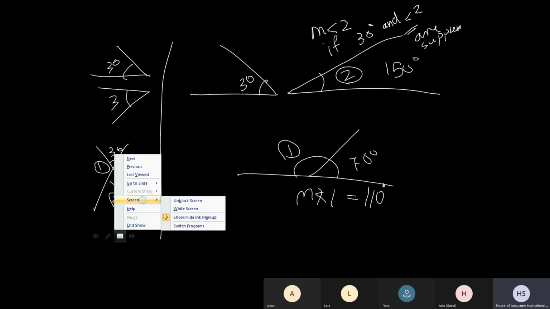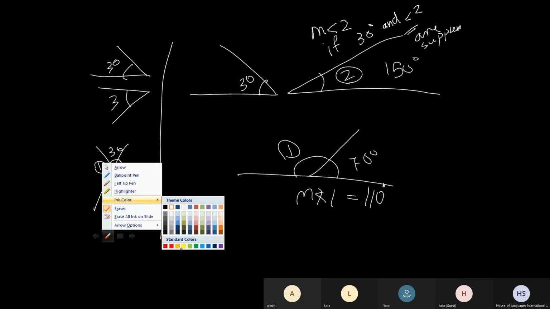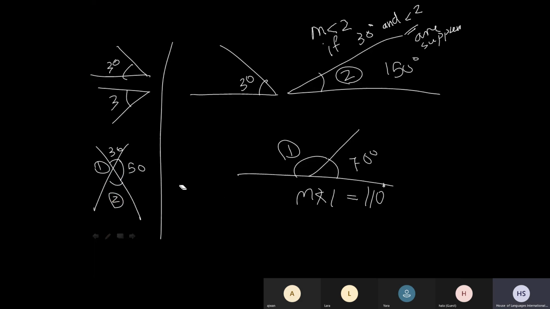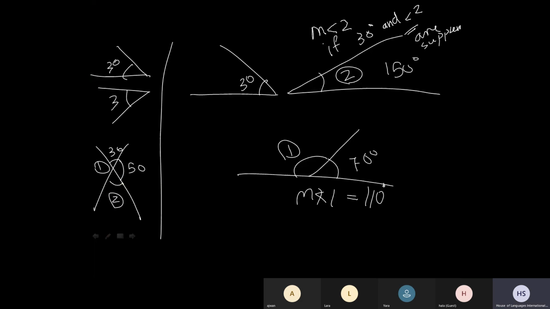Now, this one. Now, here, if this is 30, what's the measure of angle 2? You know why? Vertical, bravo. If this is 50, what's the measure of this one? Exactly.